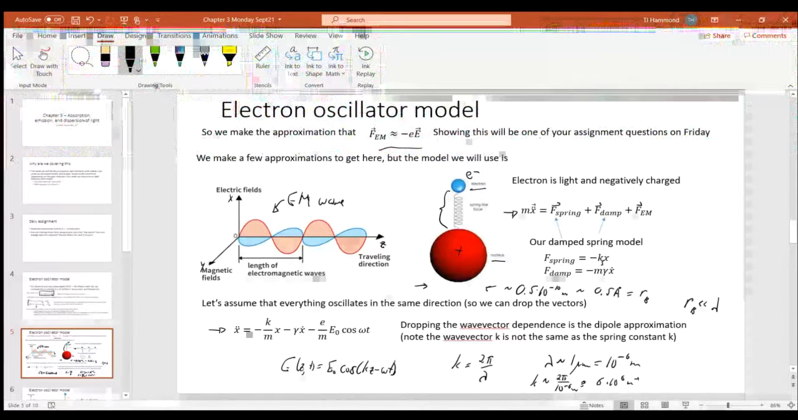Okay, so in this dipole approximation, we get the second order differential equation where x double dot is going to be proportional to this spring constant, this damping force, and this driving force from our electromagnetic wave.